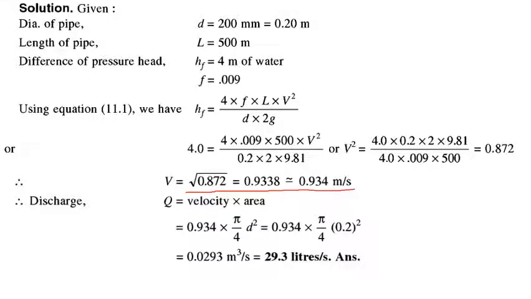So if we know V and if we know the area, we can obtain the discharge, which is Q, which is asked in the question. So velocity into area gives Q. Velocity we already know, which is 0.934, and area is pi by 4 into d squared. D is already known to us. So we get the answer as 29.3 liters per second.